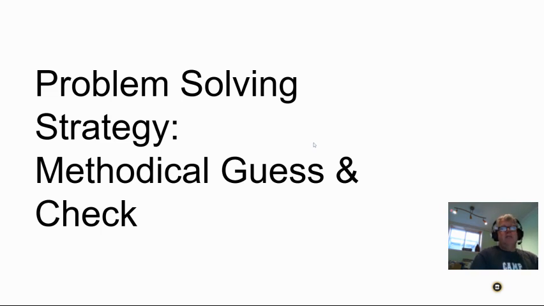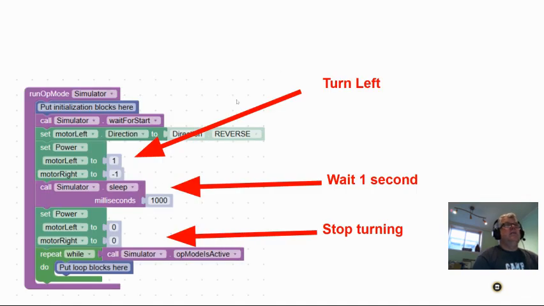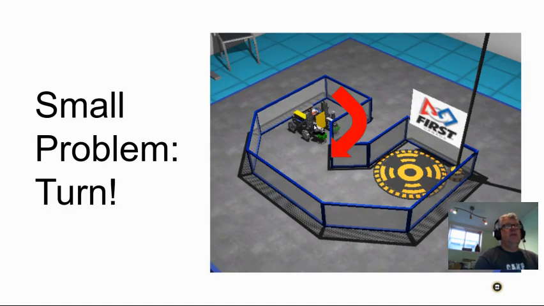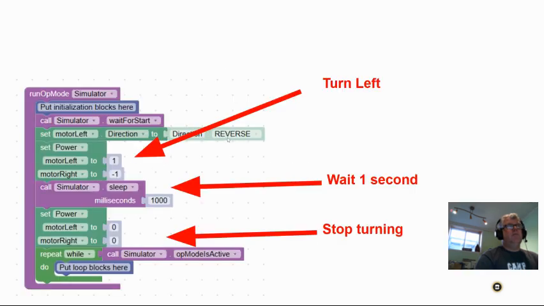Now, with a lot of this, there's some other strategies. One of them is called methodical guess and check. The idea here is that we know we want to turn. Well, when we've set the reverse motor, if we set our power to 1 and -1, that will turn the robot. So if we look at this, we want the robot to turn this direction, the direction of the arrow. That means the left motor should go forward and the right motor should go in reverse. So that's what I've set here.